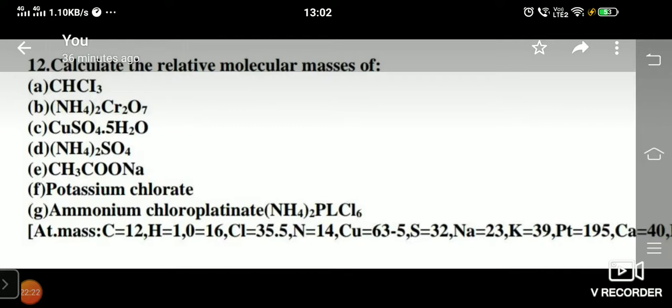I hope that everyone is clear, and in the next sessions, I'm going to discuss how to find out the percentage of an element in the compound. Then we will try to learn how to find out the empirical formula and molecular formula of a compound. I will also be teaching you what is empirical formula, what is molecular formula.